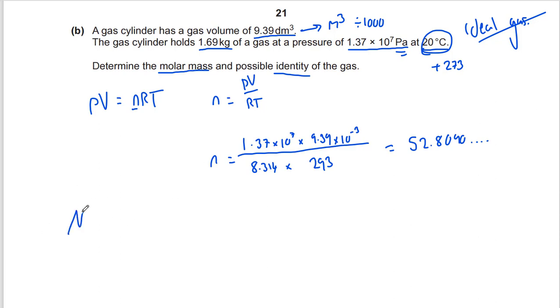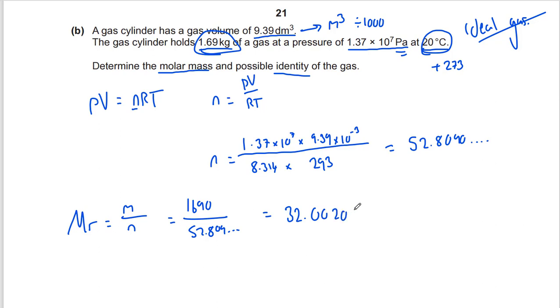Now we need to work out the molar mass. Remember that molar mass equals the mass over the moles. So we simply take the mass of the gas in the cylinder, 1.69 kilograms, and convert it to grams, because molar mass is measured in grams per mole, not kilograms per mole. So 1690, just times by 1000, divided by the number of moles, 52.809 and so on, and you end up with 32.00207, etc., or 32. So we're just going to say it's 32.